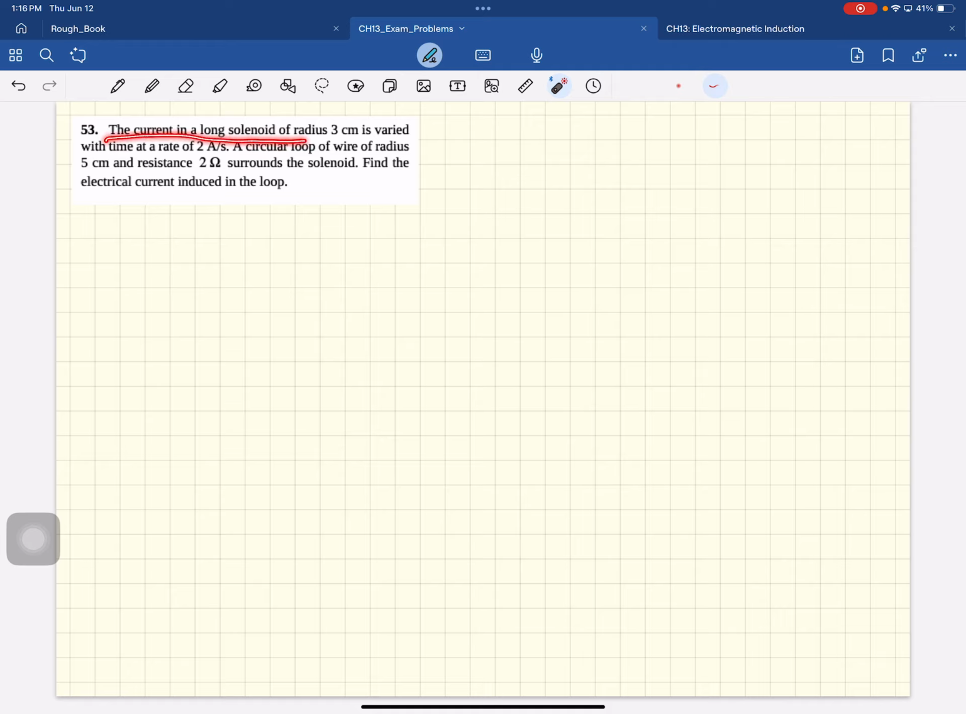The current in a long solenoid of radius 3 centimeters is varied with time at a rate of 2 amperes per second. A circular loop of wire of radius 5 centimeters and resistance 2 ohms surrounds the solenoid. Find the electric current induced in the loop.